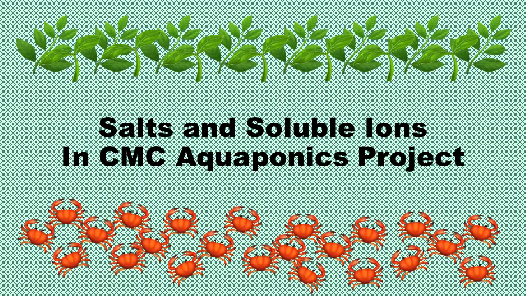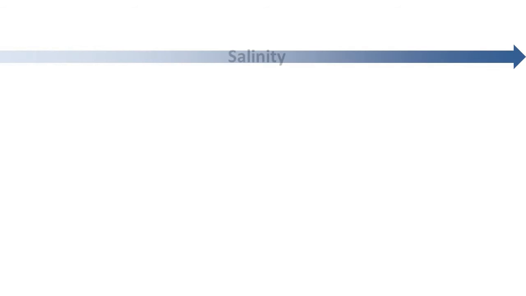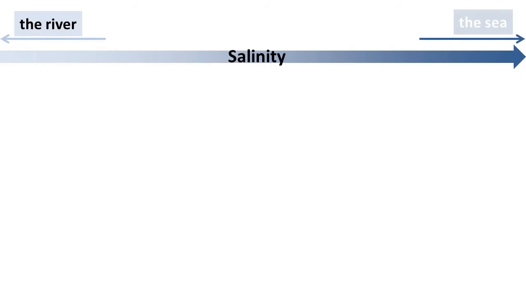Soluble salts dissolve in water and become soluble ions. The amounts and types of soluble ions in water have great influences on Chinese mitten crabs. Salinity is a measure for soluble salt content in water. In this section, we will discuss the roles of salinity in the life cycle of Chinese mitten crabs, as well as measures of soluble ions in water quality assessment.